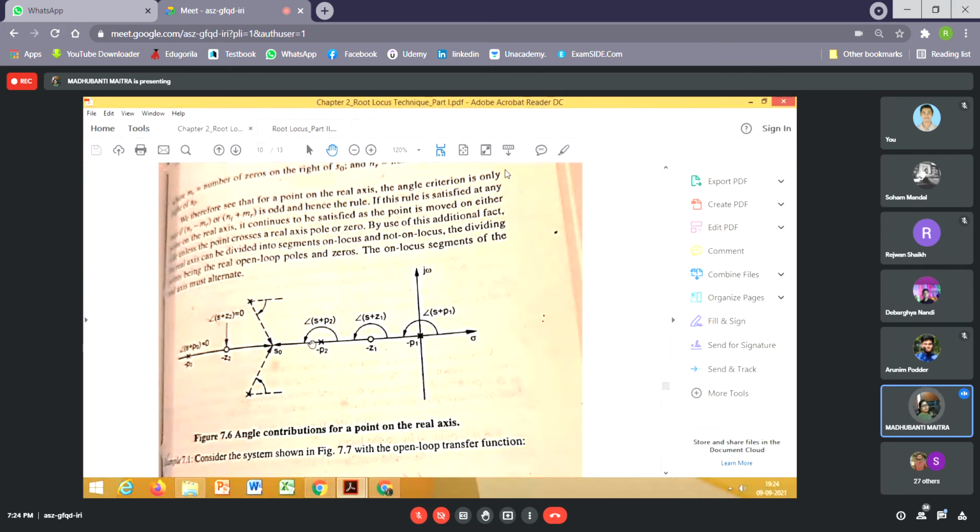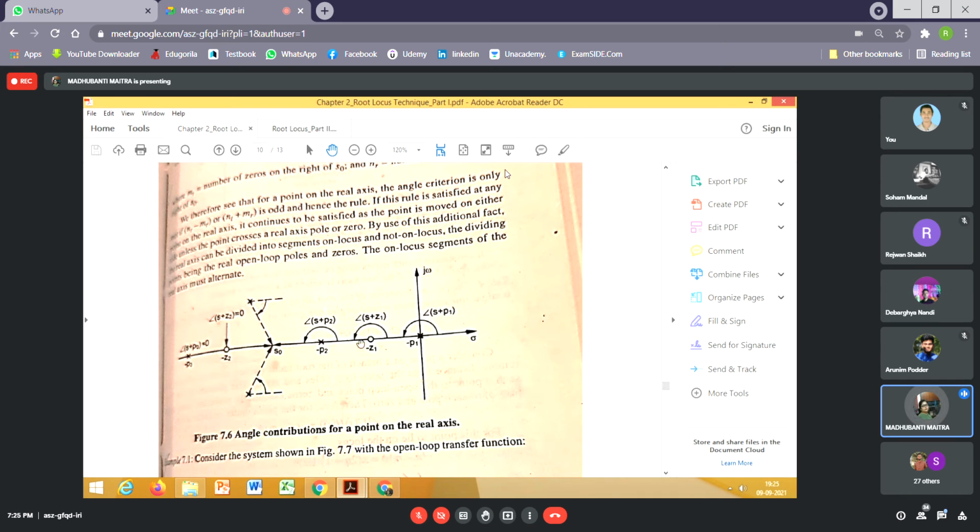Unless we cross one real open loop pole or open loop zero, either in this direction or in this direction. So once we cross this open loop pole, while shifting this point, the entire segment is one onlooker segment. If we start shifting this trial point, and in the process we cross this open loop pole, it will be two. Hence this particular segment, now see, this entire segment will be a non-onlooker segment.